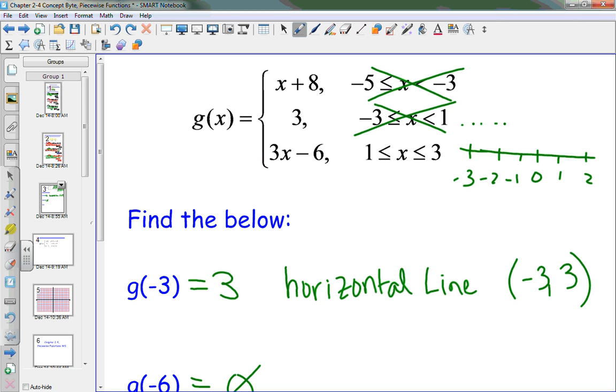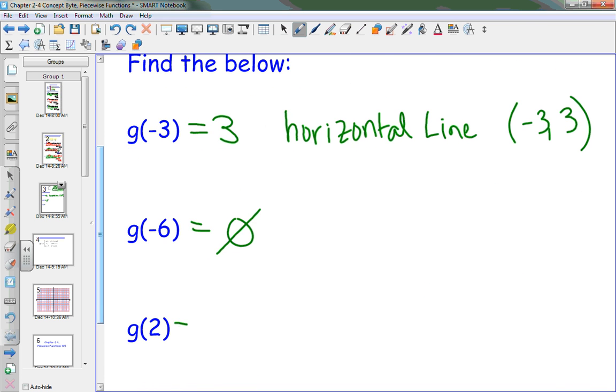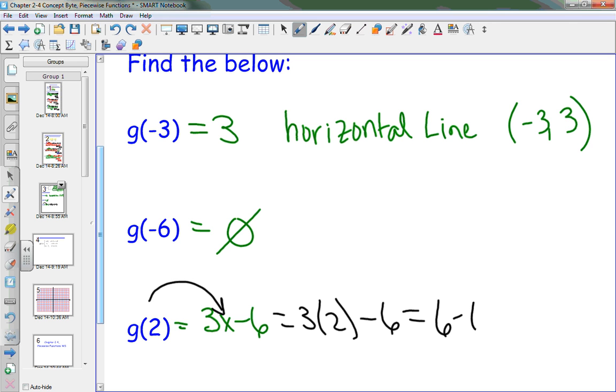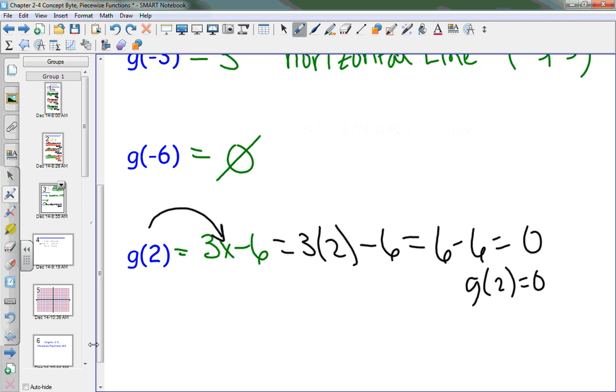Is it between 1 and 3? Yes, it is between 1 and 3, so therefore I need to go ahead and choose the function 3x minus 6. In every place I see an x, I plug in a 2. So 3 times 2 minus 6. So that's 6 minus 6, which is 0. So g at 2 is 0. More importantly, my ordered pair is going to be the point 2, 0. Guess what point that is? The x-intercept.